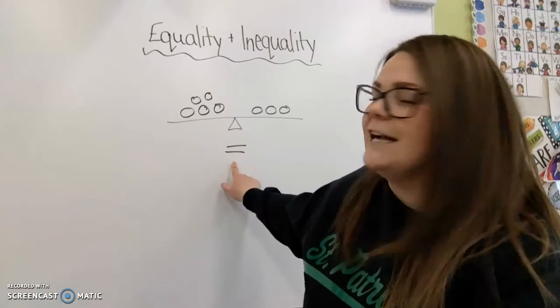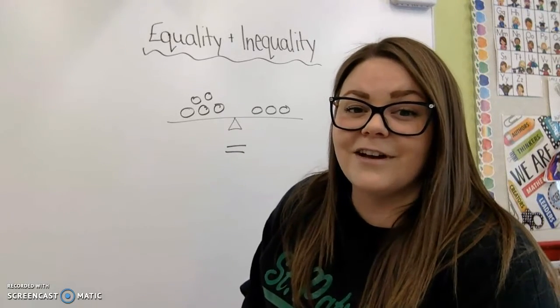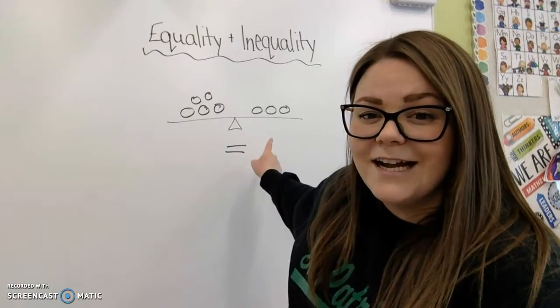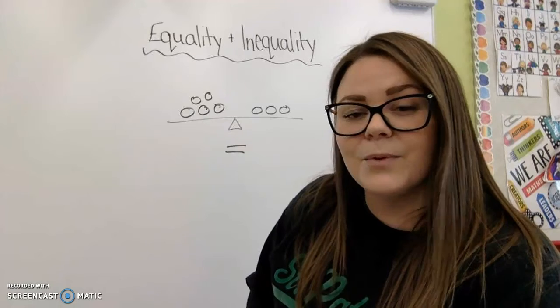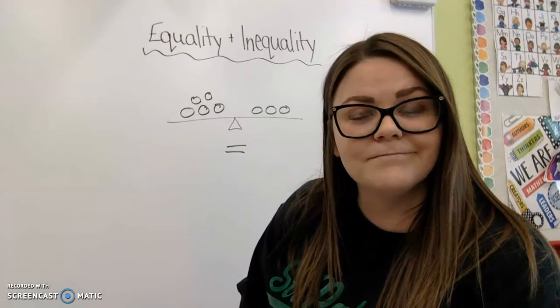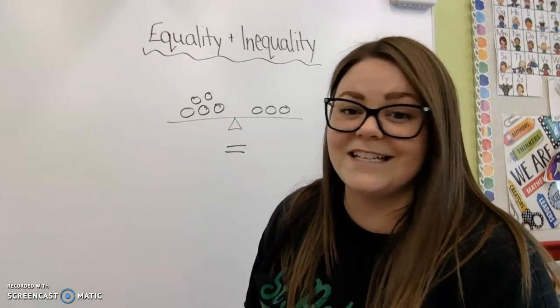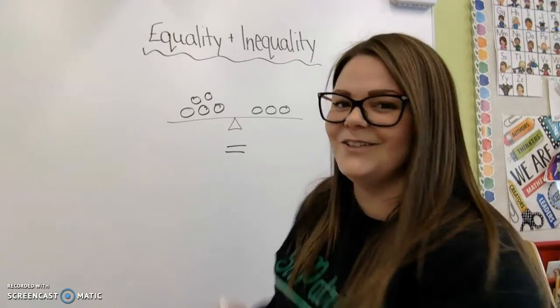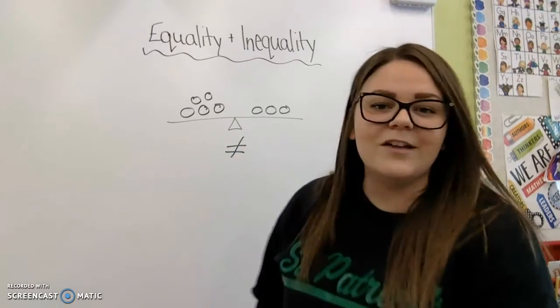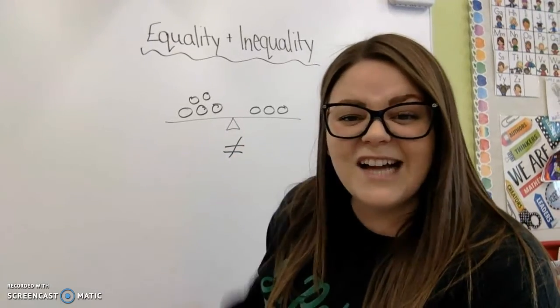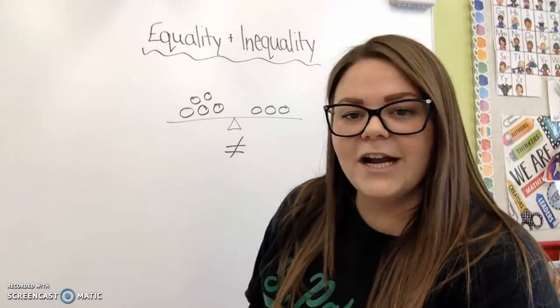So would my sign still be the same if I have 3 circles on one side and 5 circles on the other? Are both sides equal? Do you remember what I would do to this equal sign to show that it is not equal? You got it. I'm going to put a line right through the equal sign. Those sides are not equal. Let's try another example.